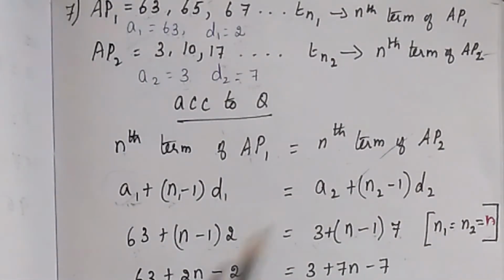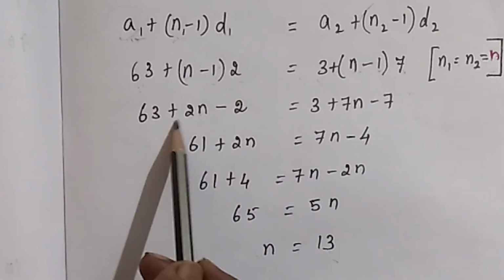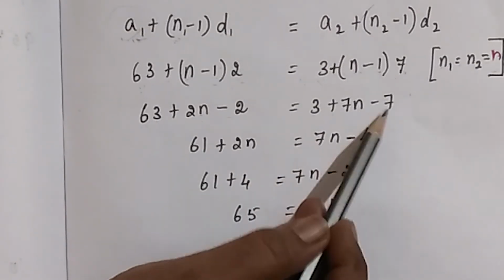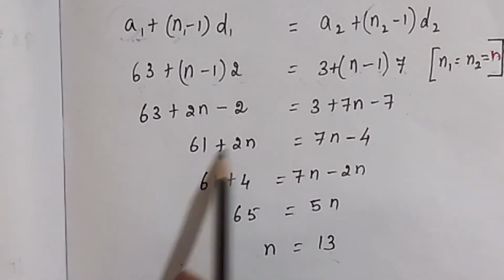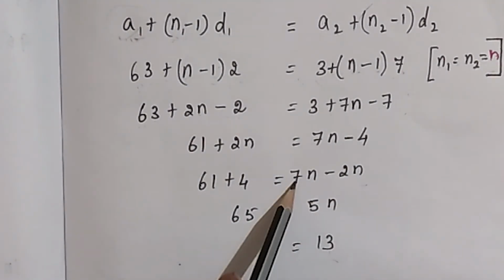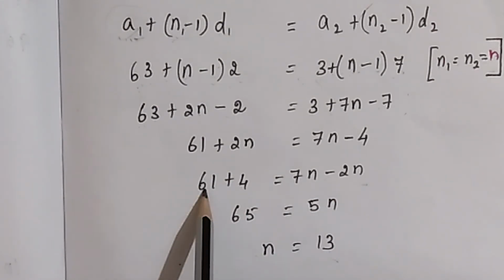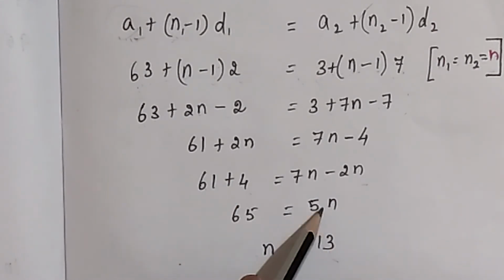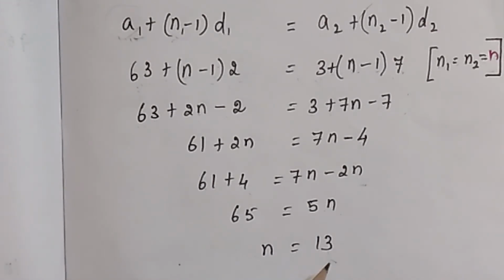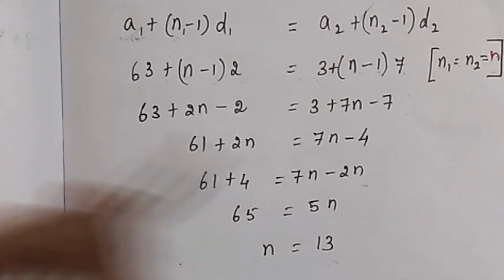Okay. Now, multiply: 63 plus 2n minus 2 is equal to 3 plus 7n minus 7. Now, bring the n one side and the number to the other side. So, you will get 7n minus 2n is equal to 61 plus 4. So, 5n is equal to 65, n is equal to 13. N is equal to 13. They ask you to find the value of n. What is the n? 13. Clear?